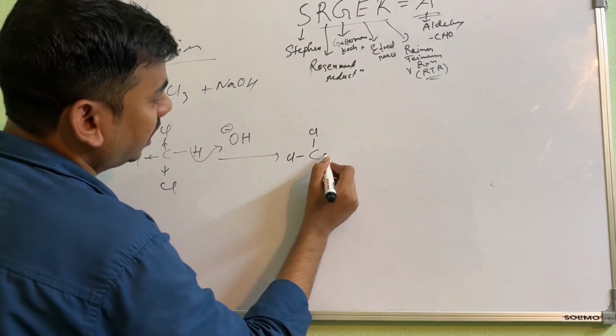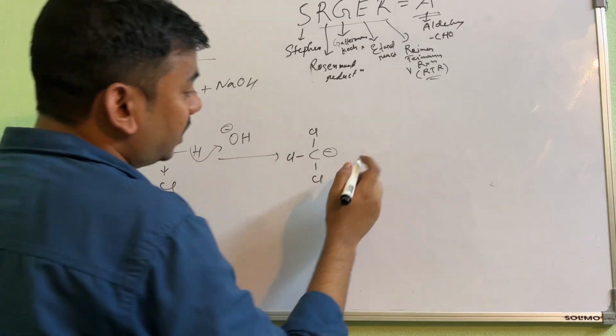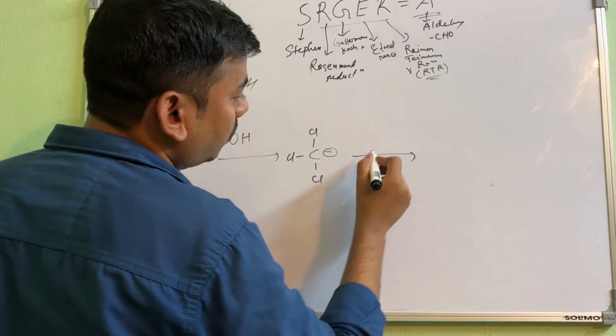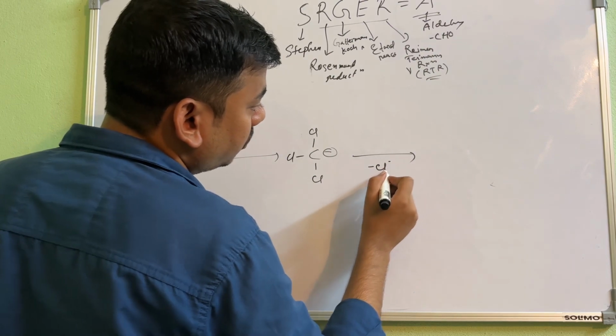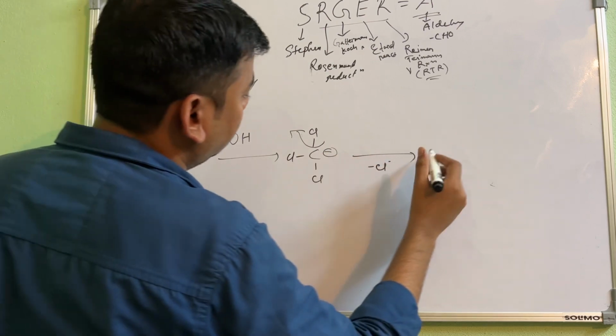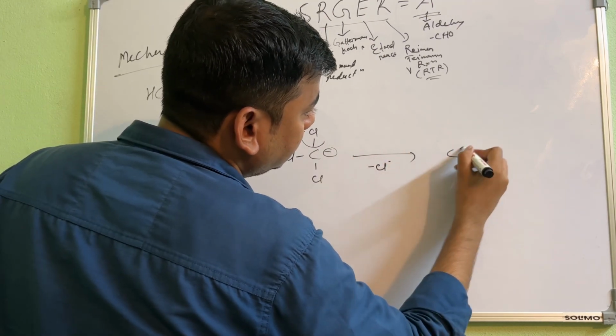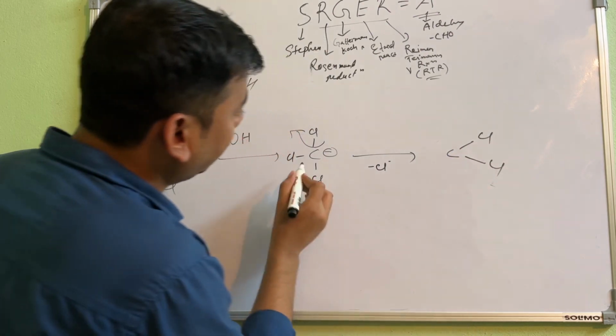CCl3 with one negative charge here. Okay, so after that, this step is very fast. After that, the second step is slow. From here, Cl minus is going to release. One Cl will release again, because Na plus is already present out there. So what will be produced? CCl2, and one negative charge is there.